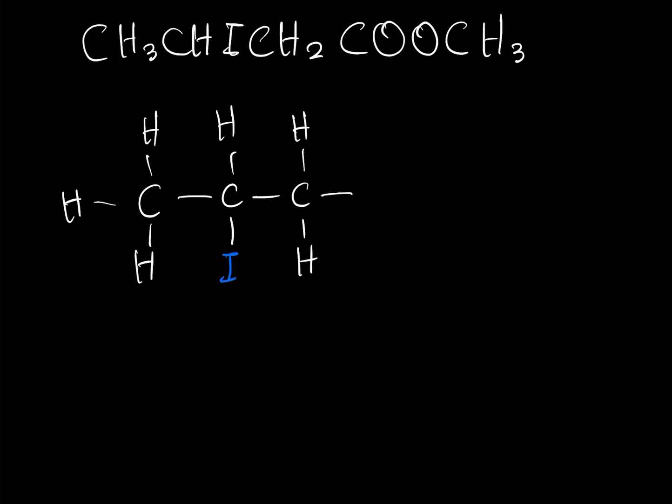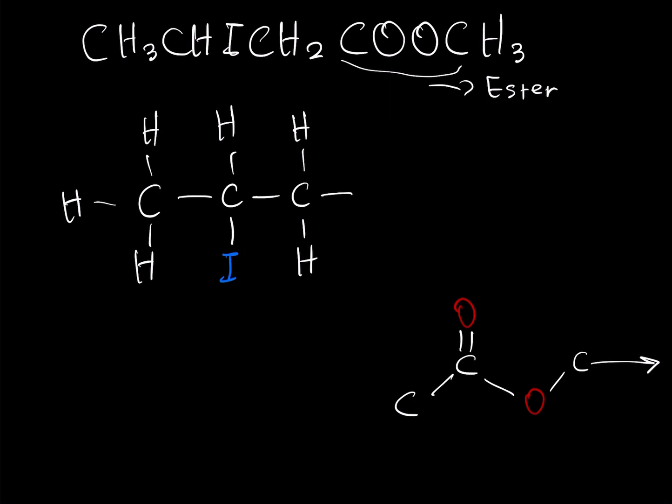And here's where it looks complicated, but it's not that complicated. We have a COOC. What exactly does that mean? So whenever you see this, it is going to be an ester. An ester is a carbon that is double bonded to an oxygen, and then one end is going to be attached to other carbons, and this can go on, but the other end is attached to an oxygen, which is then attached to more carbons, and this can also go on. So that's what an ester is.